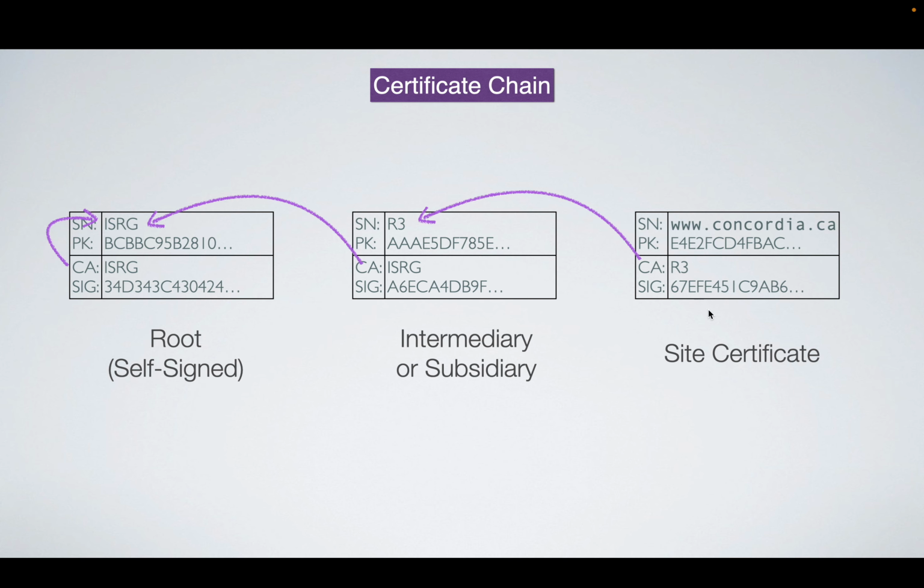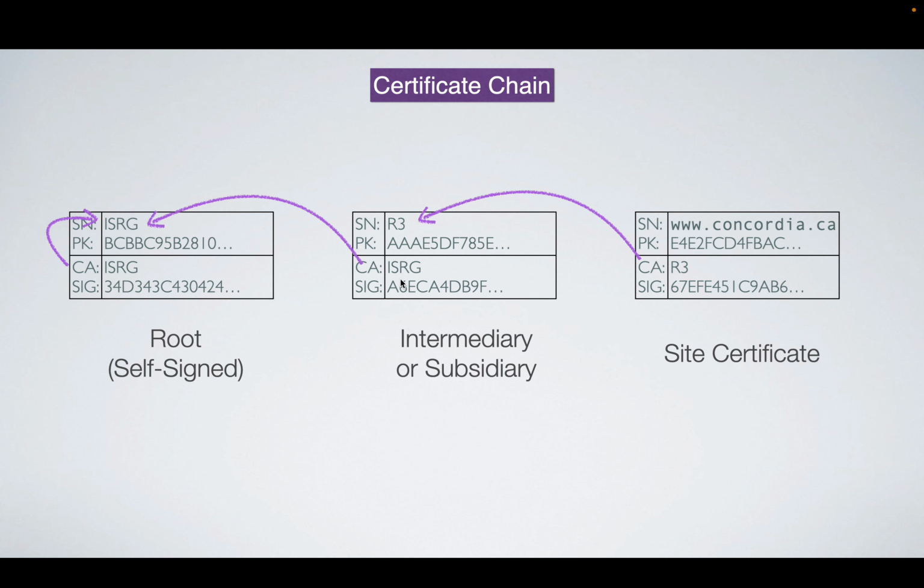And we said in order to verify this signature, I need the public key of R3. So how do I get the public key of R3? Well, I go over to R3 and I say, give me your certificate. Then R3 will say, okay, here's my certificate. You can see my public key is here. And by the way, my certificate is signed by this other CA, ISRG.